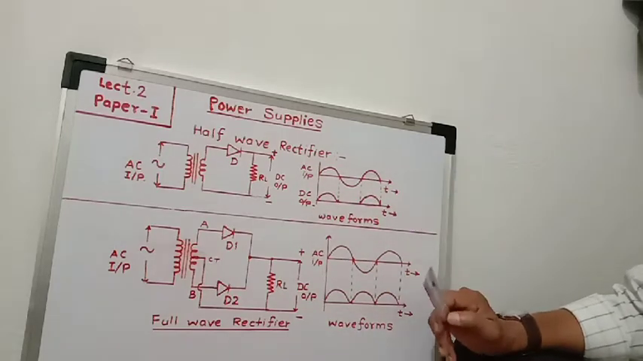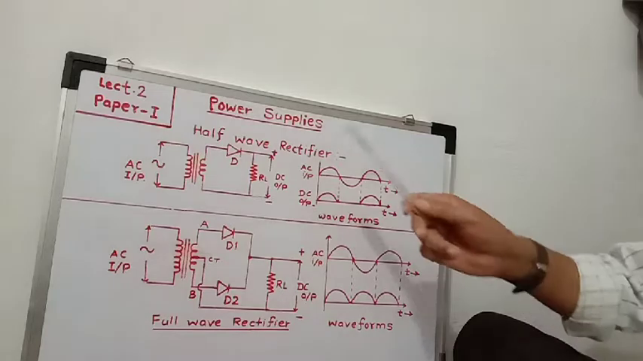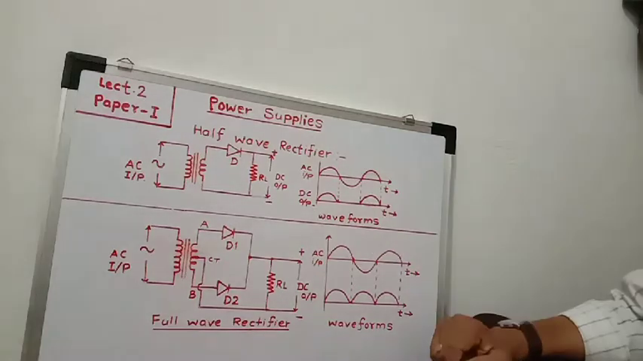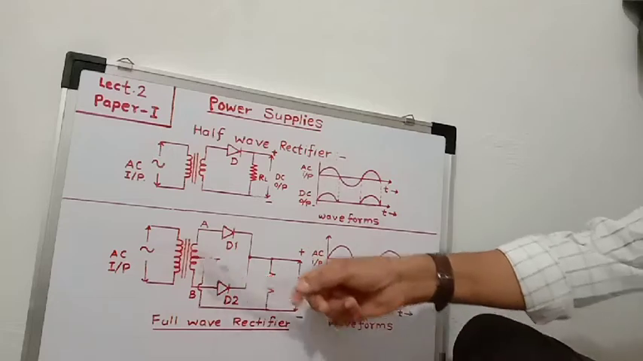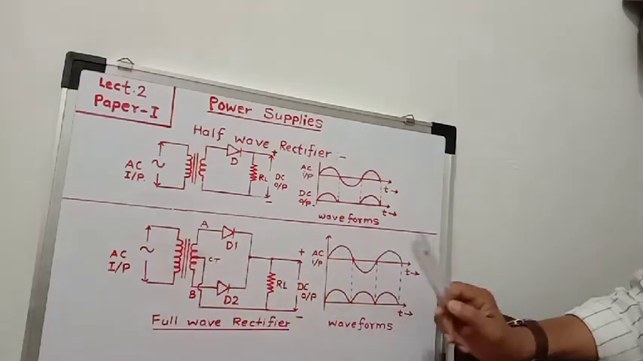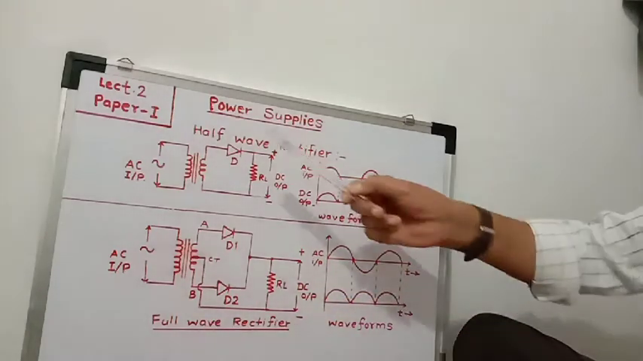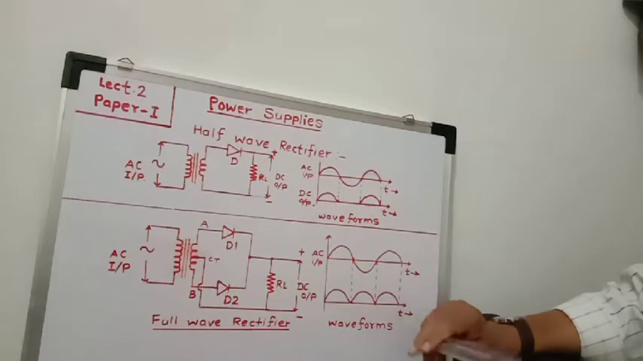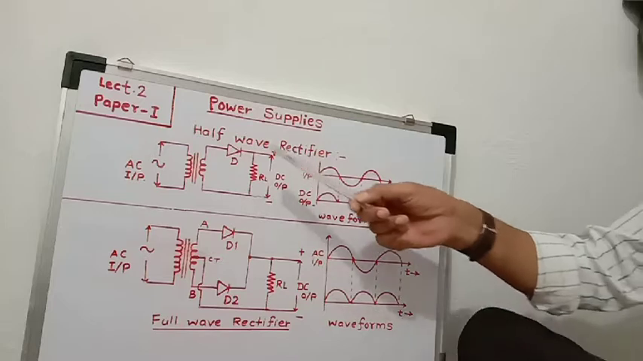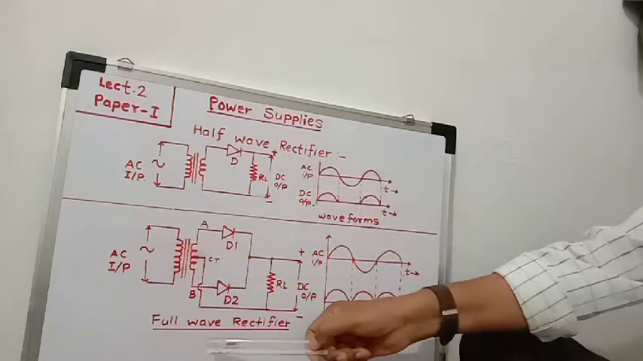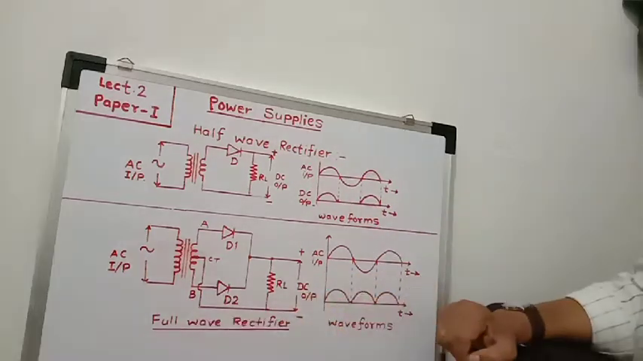To get a DC output voltage, three types of rectifier circuits are used. One is a half wave rectifier circuit, second is a center tapped full wave rectifier circuit, and third is a bridge rectifier circuit, bridge full wave rectifier circuit. So today we will learn about the half wave rectifier circuit and the center tapped full wave rectifier circuit.